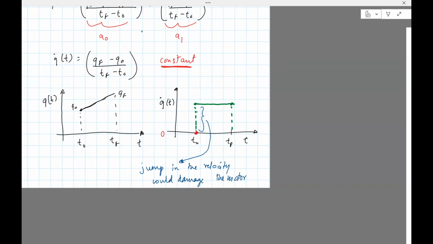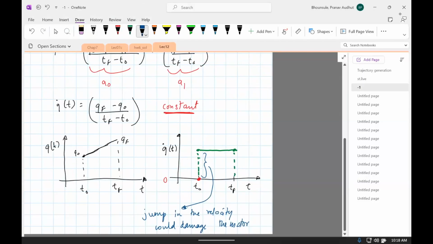We don't want our motor to be damaged. Now, it'll probably not be damaged the first time you do this, but if you do this hundreds and thousands of times, then you clearly will damage the motor. So what people do is, let's fix this. Let's not only worry about the position, but let's also worry about the velocity. So the fix is as follows.